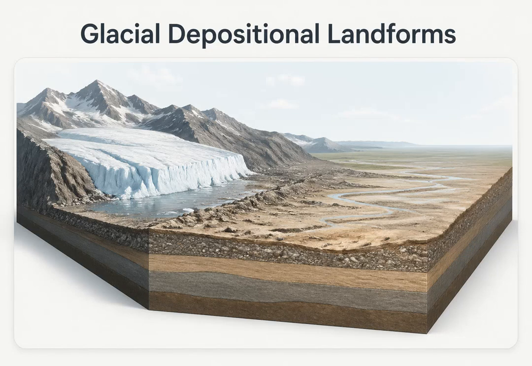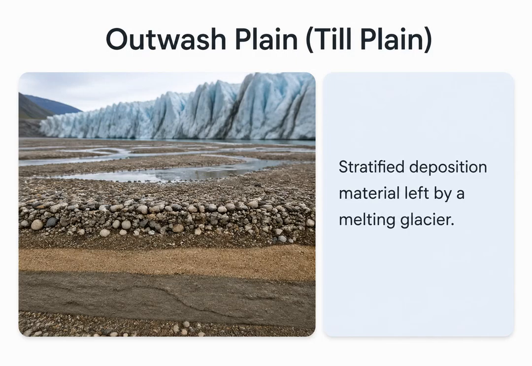Erosion is only half the story. When a glacier eventually reaches lower, warmer altitudes and melts, it drops all that rock and debris it was carrying. This creates an entirely new set of features known as glacial depositional landforms. The broad area where this melting and deposition occurs is called an outwash plain or a till plain.